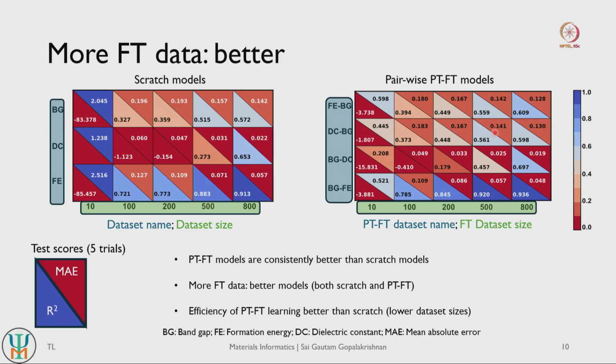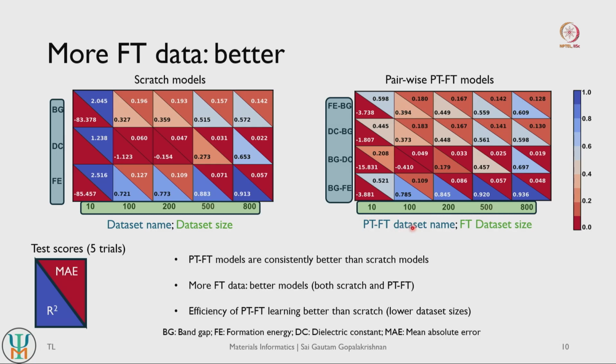So you can compare the performance along this row with the first row of Scratch. Here you are trying to predict dielectric constant. So this row can be compared with the second row here, and here you are trying to predict formation energy. So you can compare the last row with the last row here. And the data set sizes are similar. So these are all data sets for the fine tuning step.